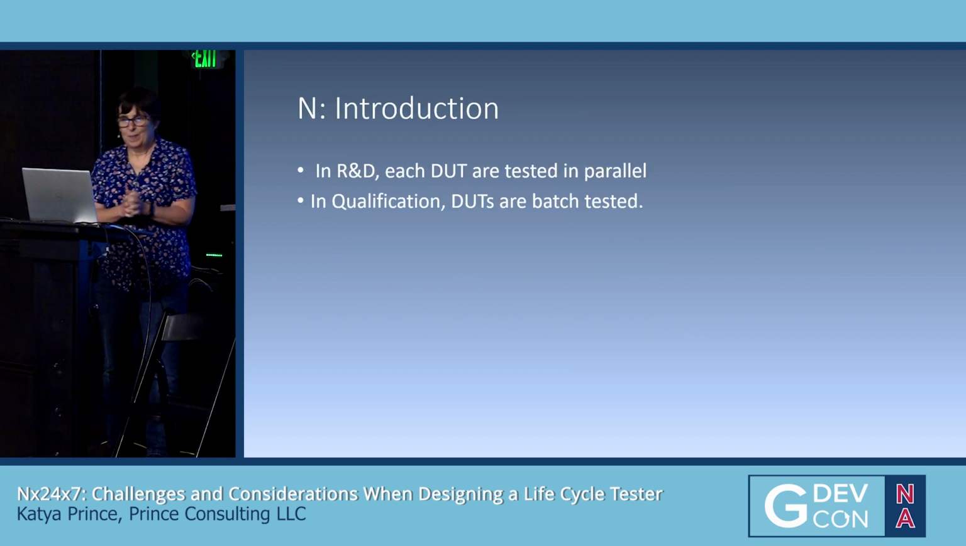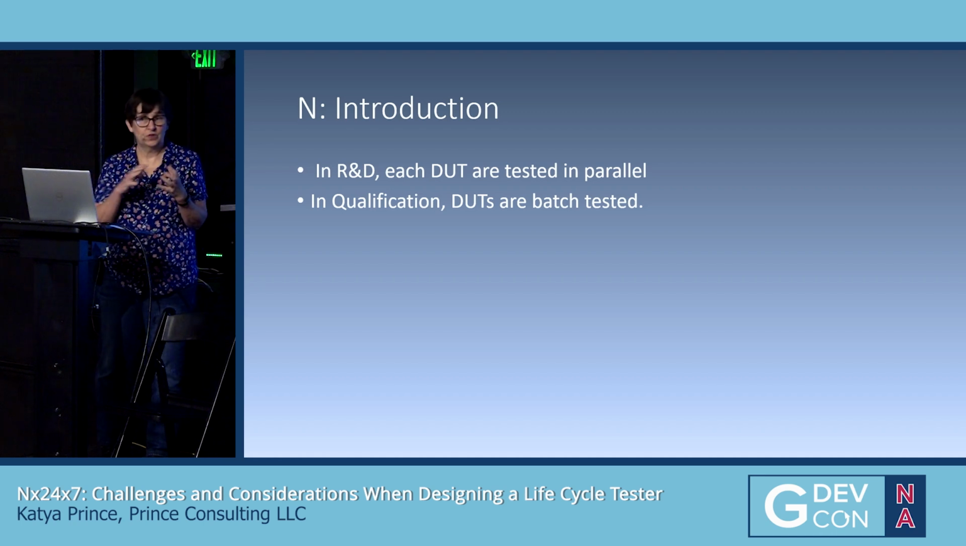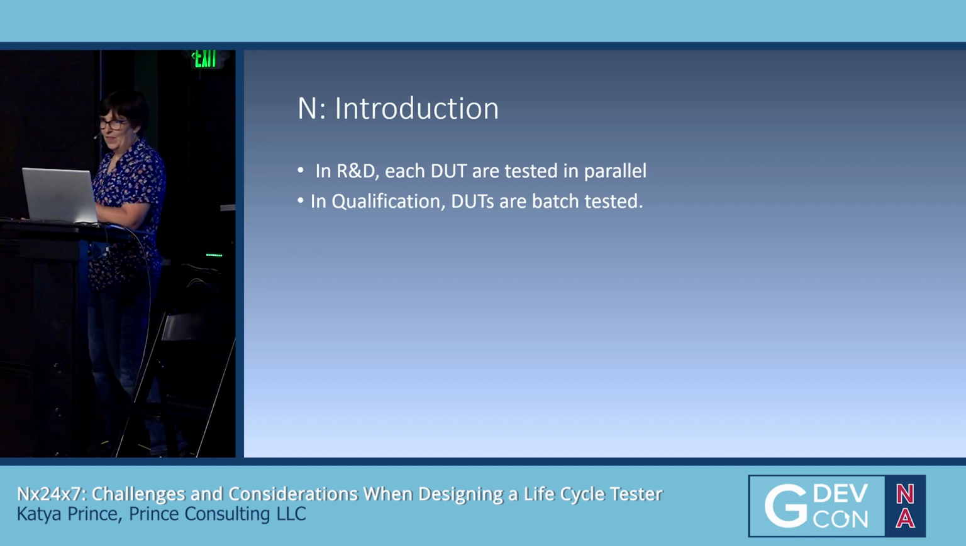The next thing I'm going to talk about is the idea of how you run multiple DUTs at the same time. In R&D, you want each DUT to basically be tested in parallel. And in qualification, the DUTs are usually batch tested. And so when you develop your software, I'm going to show the qualification first and then the R&D second.